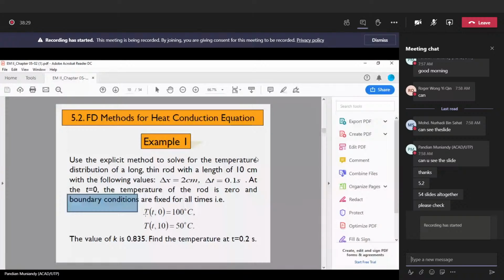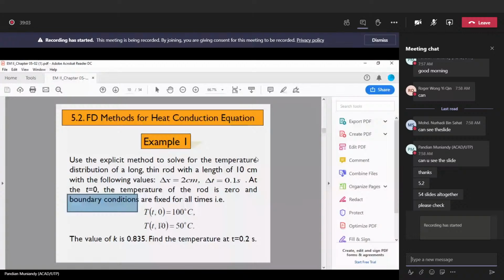X equals 0 means that the length is 0. So the temperature, the capital T, is 100 degrees Celsius. At the length 10 cm, the temperature is 50 degrees Celsius. That means at the rod, the starting point at X equals 0 is what we call hot, HOT. And at X equals 10, that is what we call cool, COOL. So the temperature is decreasing.